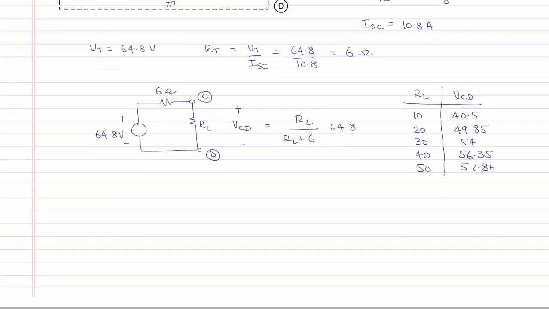Recall that the Norton equivalent will be the source transformation of the Thevenin equivalent. We will have a current source in parallel with the resistance. The resistance value will be the same as the Thevenin resistance, or 6 ohms. The value of the current source will be the voltage source value 64.8 divided by the resistance value 6, which will be equal to 10.8 amperes, and the direction will be pointed upwards to give us the same behavior between the two circuits.